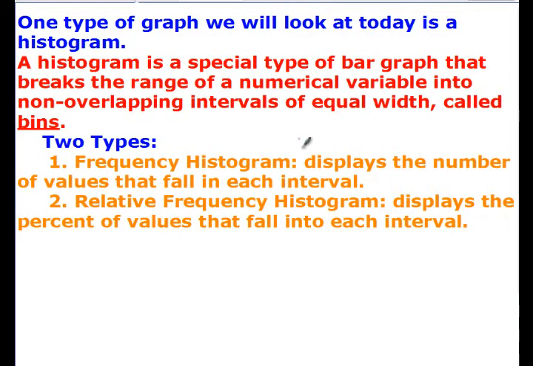So one type of graph that we're going to look at today is a histogram, and that's a special type of bar graph that breaks the range of the numerical variable into non-overlapping intervals of equal width, and those are called bins. And so there's two types of histograms. There's frequency histograms, which display the number of values in each interval, and then there's relative frequency histograms. Remember, the relative frequency is the percent of the data that falls within either a value or a range. In the case of a histogram, it's within a range, and so it displays the percent of the values that fall into each interval.